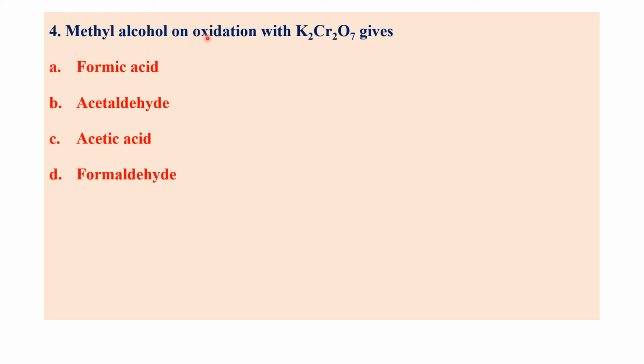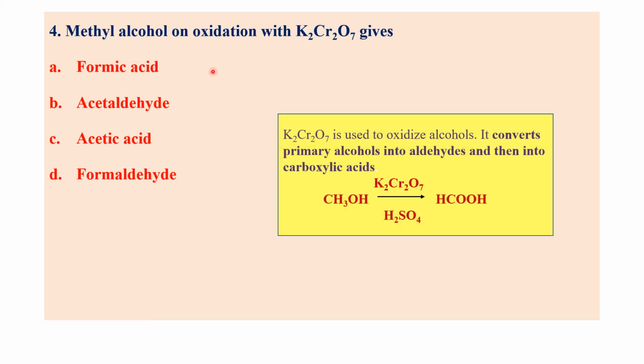Methyl alcohol on oxidation with potassium dichromate gives: formic acid, acetaldehyde, acetic acid, or formaldehyde. We know that methyl alcohol, when oxidized, will produce formic acid. First it will produce formaldehyde, then it will be converted into formic acid.